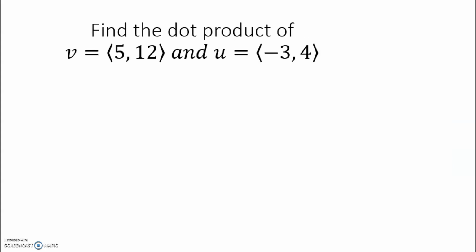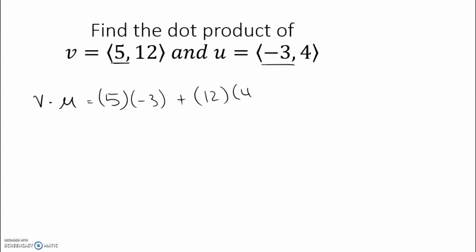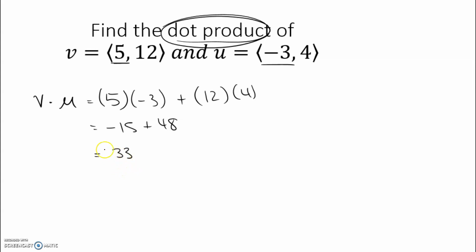Okay, now if we look at this one, it just says find the dot product between these two vectors. So V dot U. So I'm going to multiply the first components from each one of them, put an addition sign between them, and then multiply the second components from each of them. So this is going to be negative 15 plus 48, so 48 minus 15, or 33. Now notice when you use the dot product, this is not going to give you back a vector. It's always going to give you back a scalar number. Okay, so our scalar number for this one would be 33.